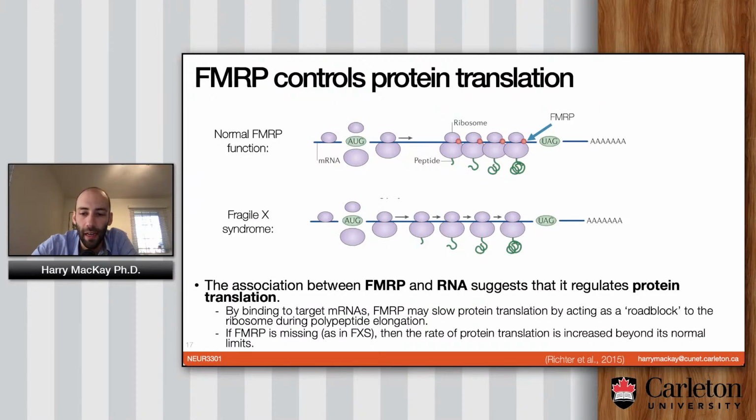So here's the diagram made by Richter et al. that kind of shows this. Normally, so here's an example of what protein synthesis actually looks like. You've got your RNA here with the poly A tail. This line here is your RNA, or your mRNA to be precise. The ribosomes are built up of multiple subunits, but they're these kind of snowman-looking things.